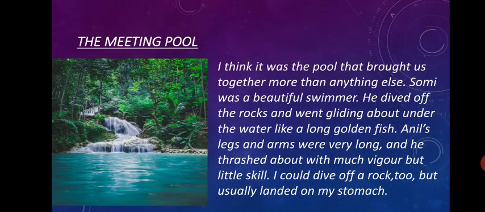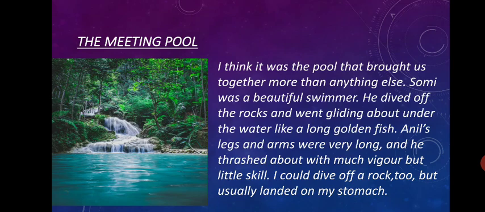Now see, the bonding among the three best friends strengthened because of the pool. Because after the pool was discovered, where did they start spending much of their time? At the pool. So in the pool, what did they used to do? The first thing they used to do is swim. Somi, the plan maker, was a beautiful swimmer too. He used to glide like a long golden fish after he dived.